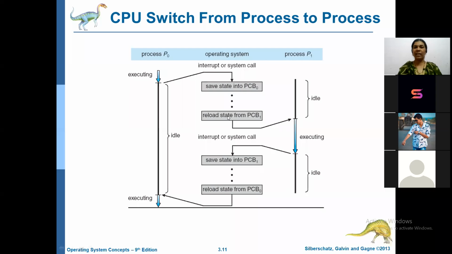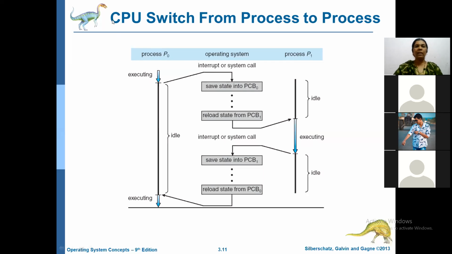Any doubt about context switch? What happened? Nobody is responding today. Yes, students. No, ma'am. If anybody is having a doubt, they can ask. No, ma'am, no. Okay, so then draw the diagram.